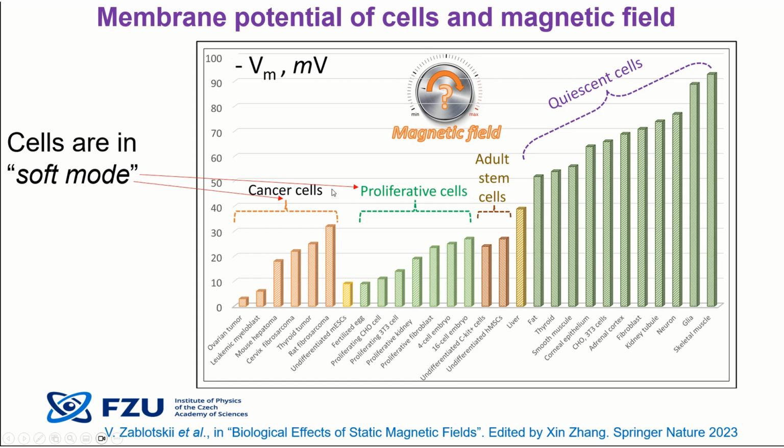Here you see the distribution of different types of cells across their membrane potentials. As you can see, cancer cells have very small membrane potentials. Namely, this enables them to be very plastic and invasive. In a similar fashion, stem cells also have small membrane potentials. In contrast, neurons, glial cells, and skeletal muscle cells have the highest membrane potentials, reaching up to -100 millivolts.